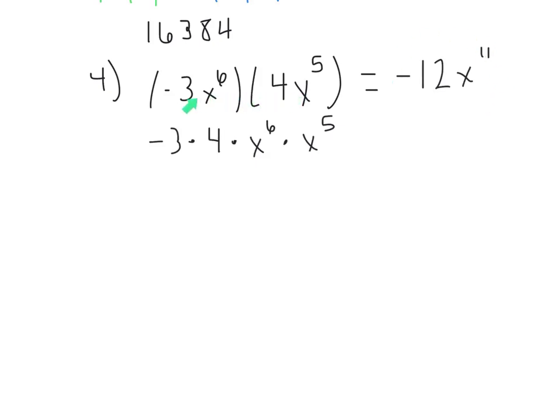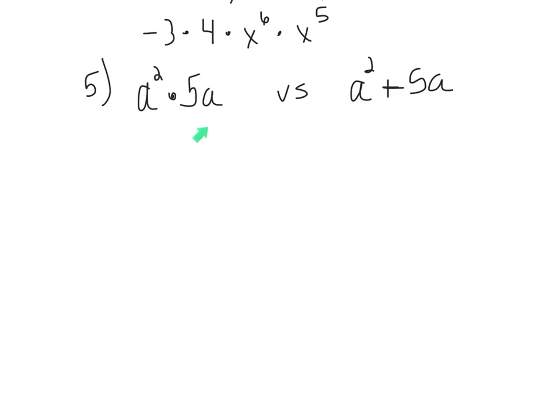Because this is a multiplication, we can change the order around. So if you need to see what's happening here, then we can put the negative 3 times the 4 out front, and then the x's next to each other here. And this shows we're doing the product rule where we add the exponents.